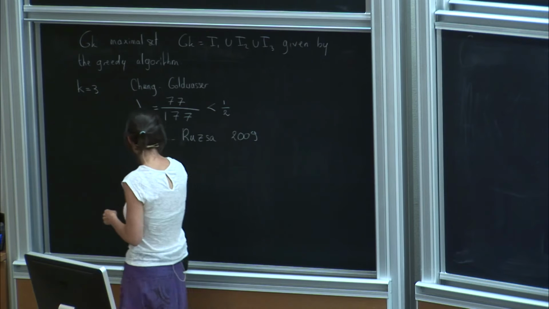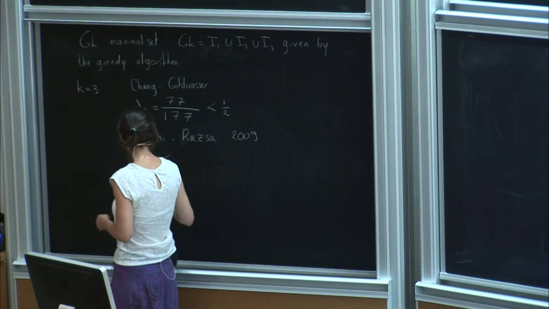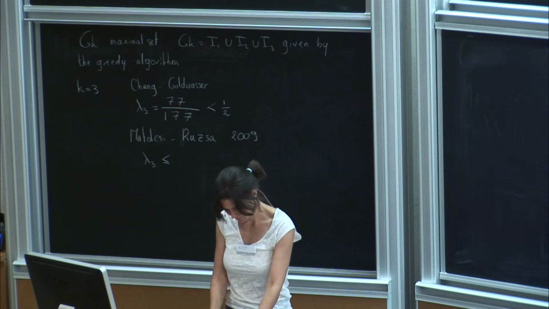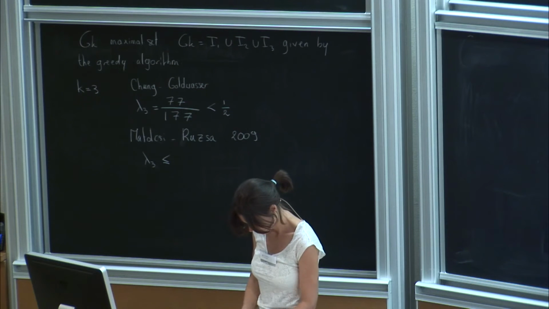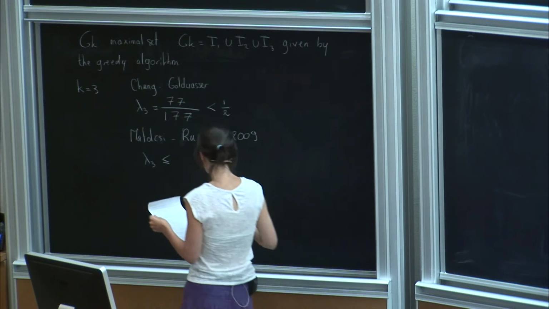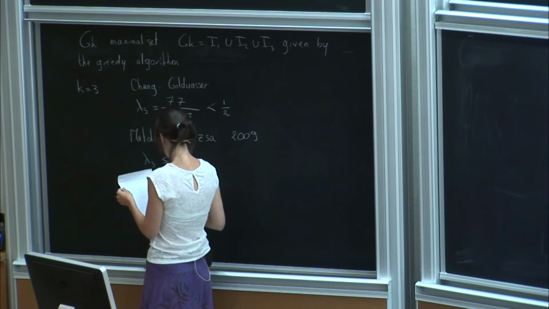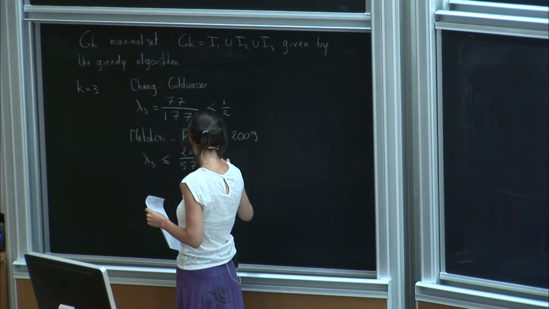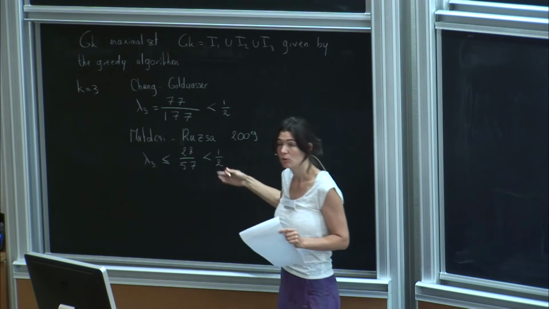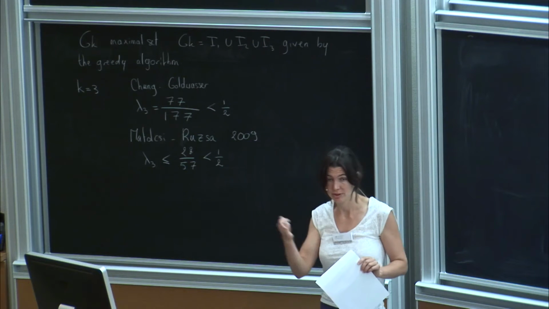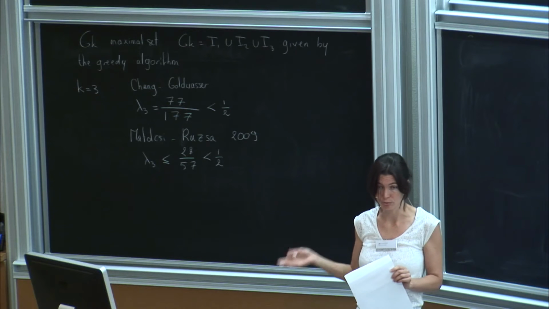Proving that lambda 3 is less than 28 divided by 57, which is less than 1/2. So it was proving that there was a difference between the discrete and the continuous setting for k equal 3.